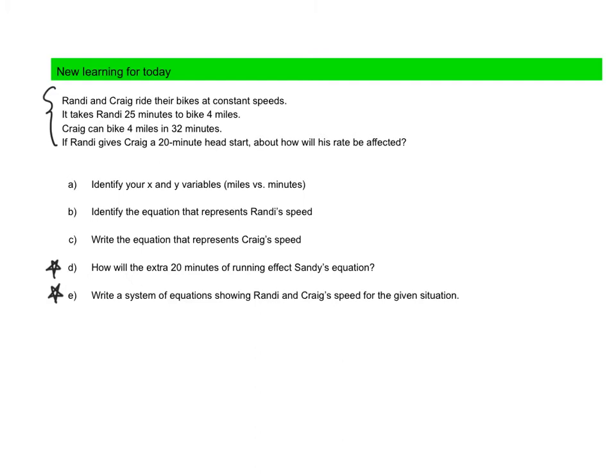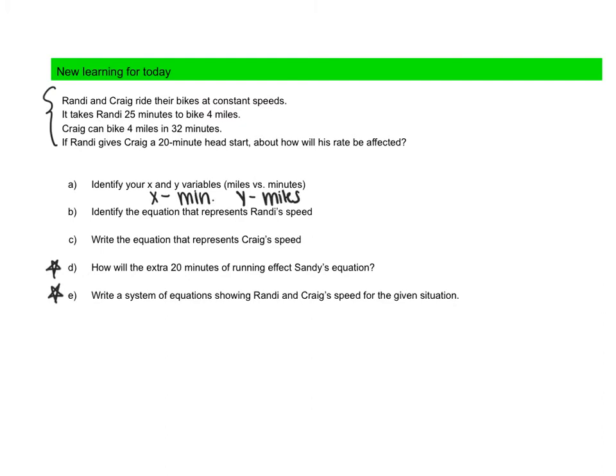So Randy and Craig ride their bikes at constant speeds. Randy takes 25 minutes to ride 4 miles, and Craig can bike 4 miles in 32 minutes. Our first step is to always identify x and y. X is always time, so in this case it's minutes, and y is whatever is left over. In this case it is miles.